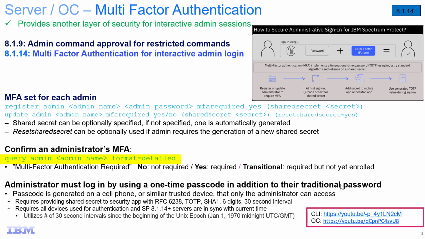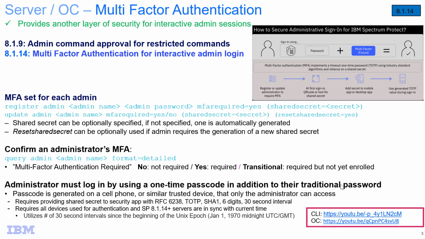If you want to see if the administrator has MFA turned on, you can issue the query admin format equals detailed, and you'll see 3 states for multi-factor authentication required. The first one is no, which means it has not been set for that administrator. Yes means it's in strict mode and you are required to enter the authentication code at login for that administrator. And then transitional means it's been turned on, but that administrator has not yet logged back on and enrolled in MFA.